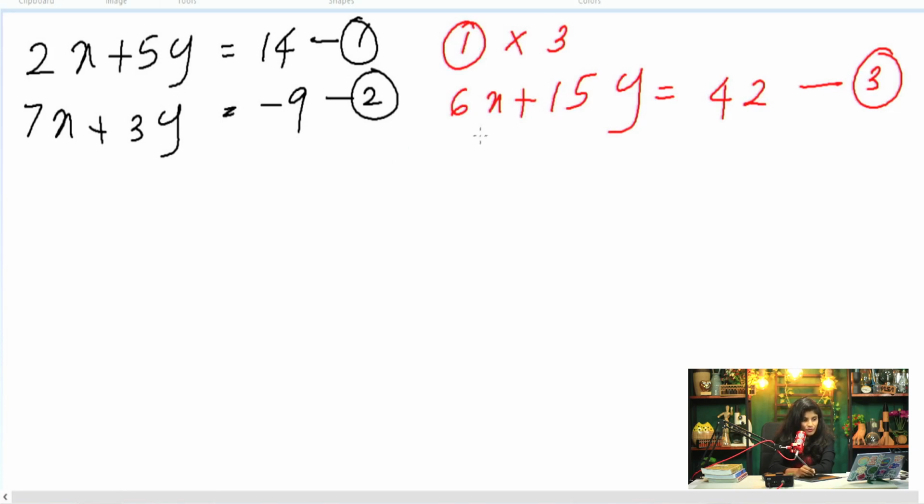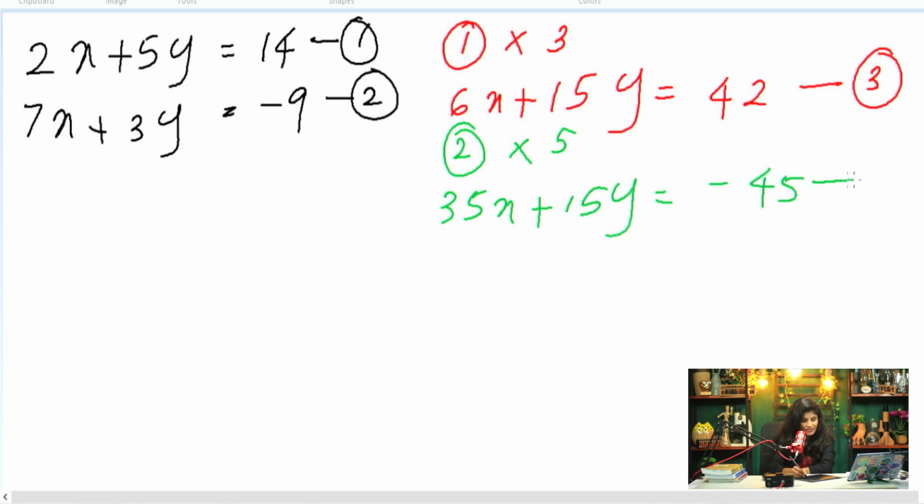And I am going to make equation number 4 by multiplying equation 2 by 5. Okay. 7x times 5 is 35x, plus 15y, equals negative 45. This is my equation number 4. So now I am going to simplify equations number 4 and 3 to get the answers.